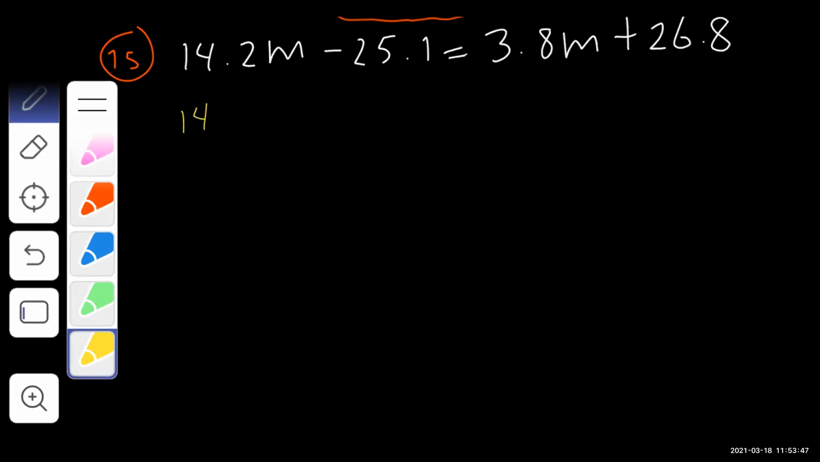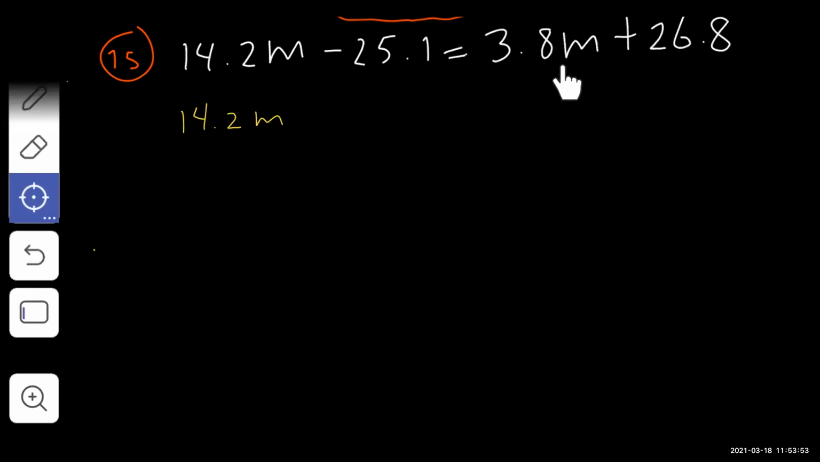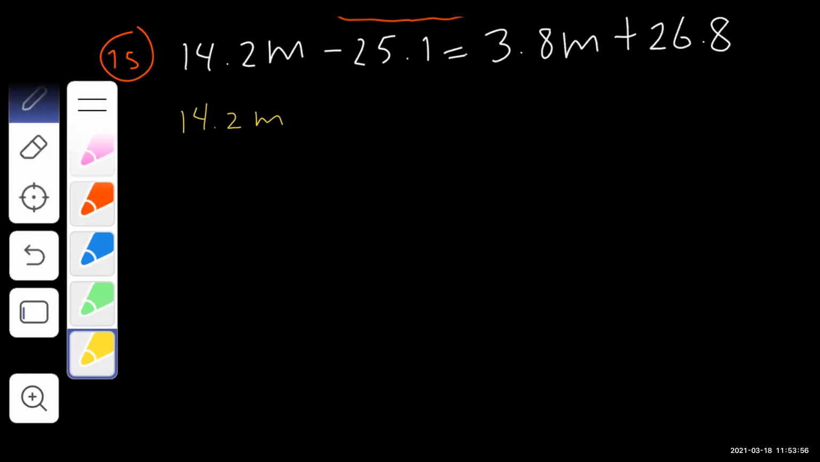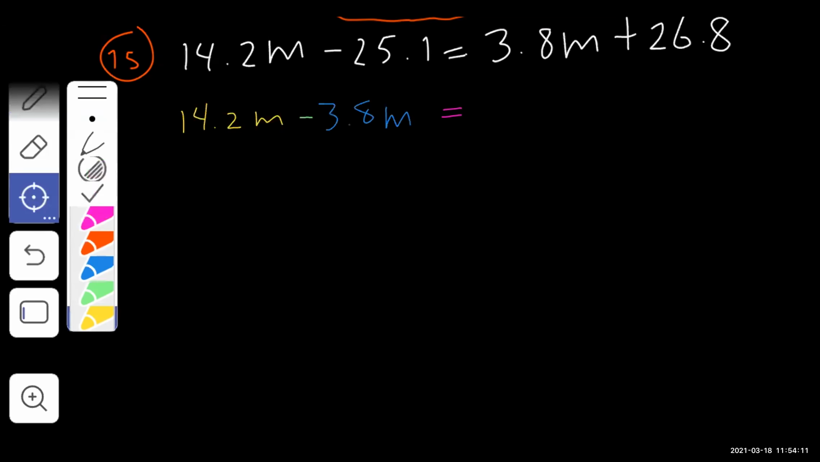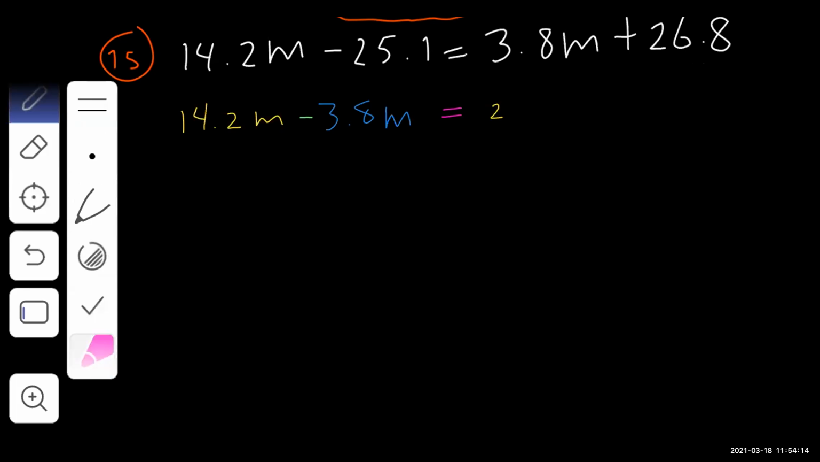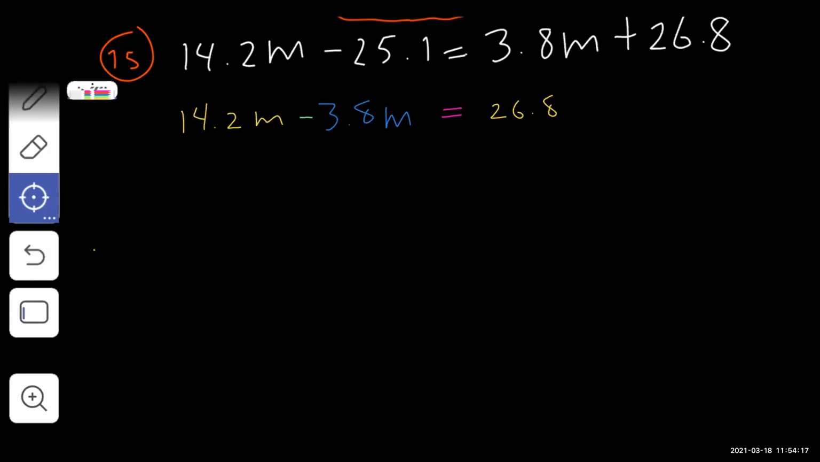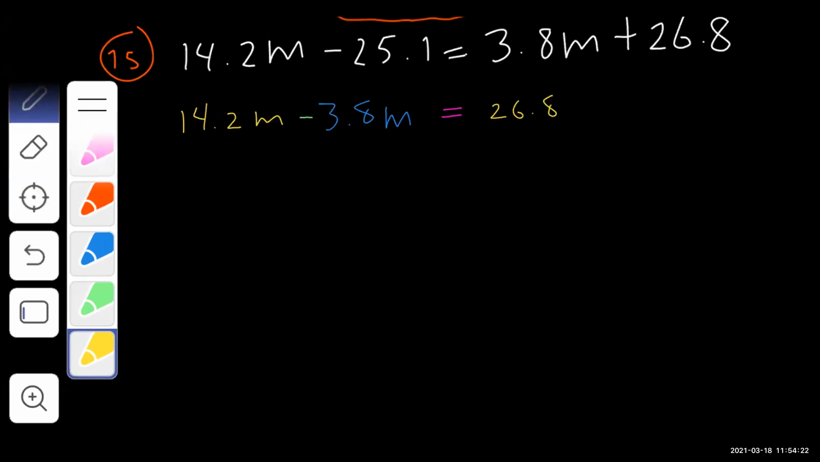14.2 M. Do I have another M, guys? Yes, 3.8 M. It's positive on that side. On this side, it's gonna be negative 3.8 M. Do I have another M? No. The 26.8 is already here. Do we have another constant term? Yes, negative 25.1. Positive 25.1.